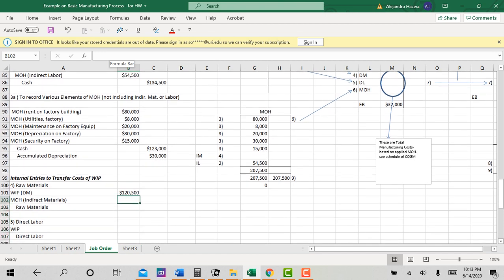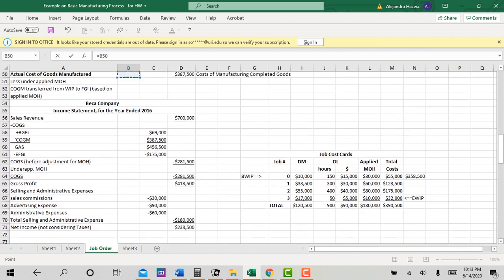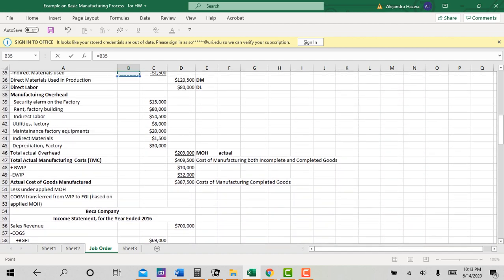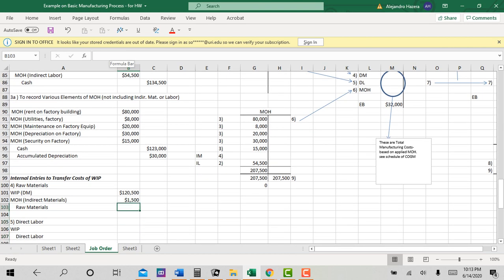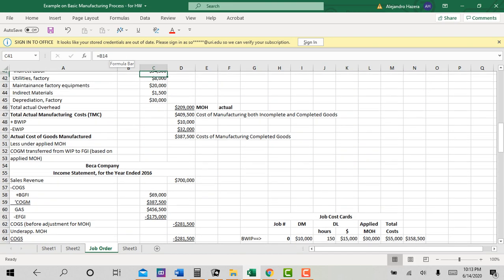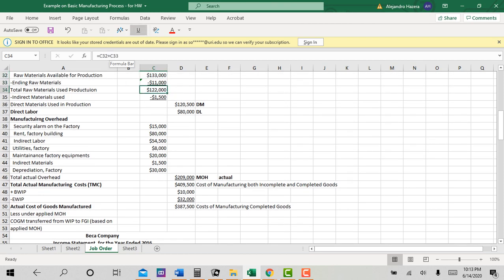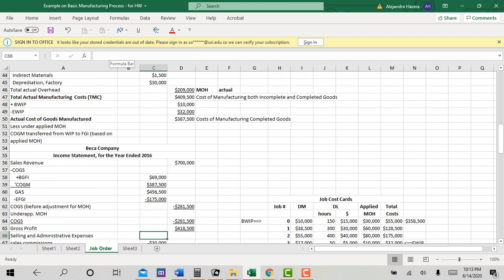And then you'll remember that the amount of indirect materials I used, which, remember, indirect materials are part of manufacturing overhead, the amount of indirect materials that I used were right here. I'll just use this 1,500 right there. Okay, and then finally, the total is the amount that you're going to transfer from raw materials into work in process, which is 120,000 plus 1,500. By the way, you'll notice there's a lot of correspondence here, that's equal to the 122,000 total raw materials used in production.